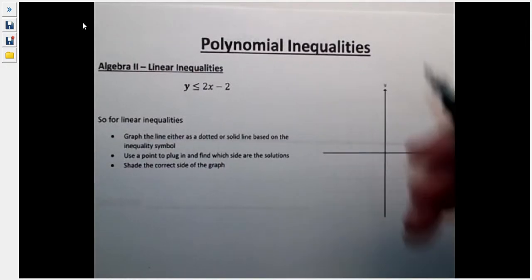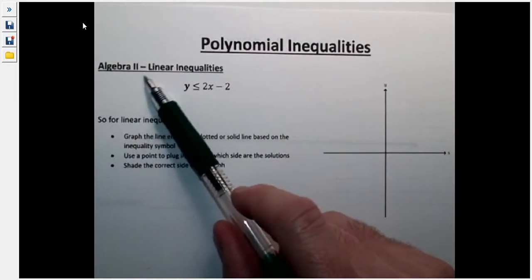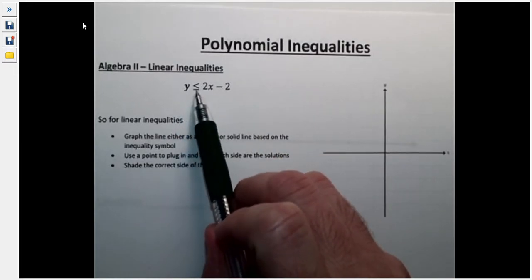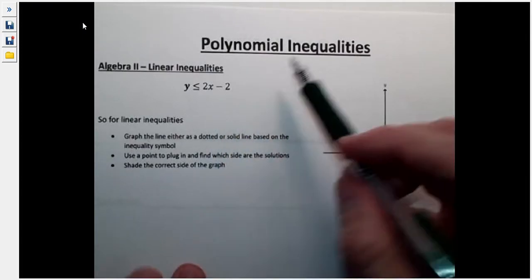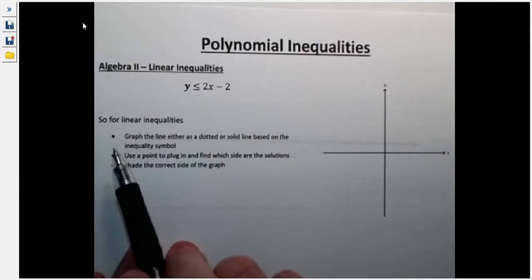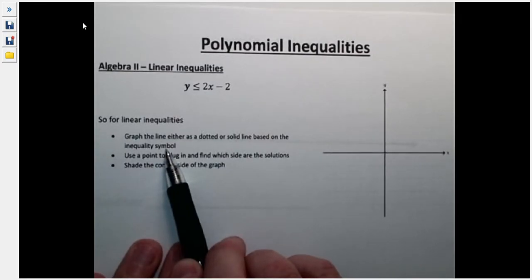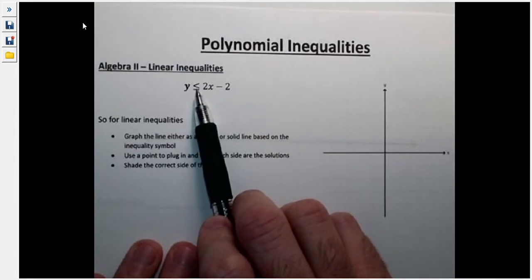Okay, today we're going to talk about polynomial inequalities. Now, in Algebra 2 you learned about linear inequalities that look like this, where y was less than or equal to 2x minus 2. Basically, for linear inequalities, you graph the line either as a dotted or solid line based on the inequality symbol. So if this was not equal to, it would be a dotted line. If it was equal to, it would be a solid line.